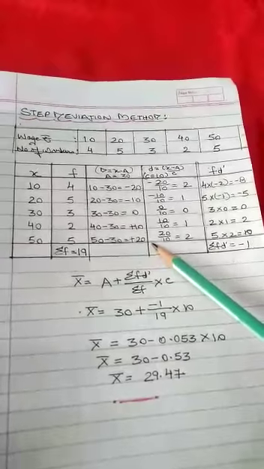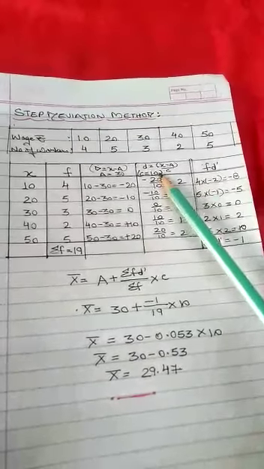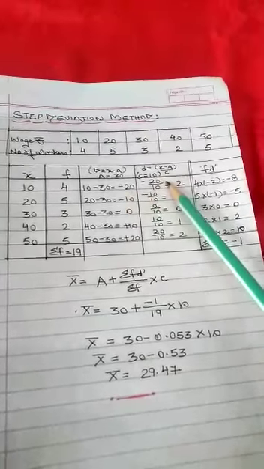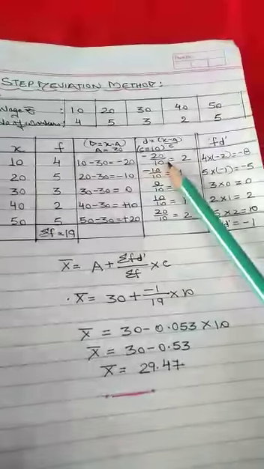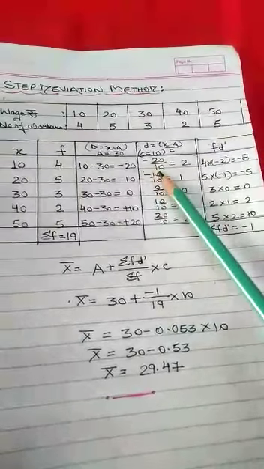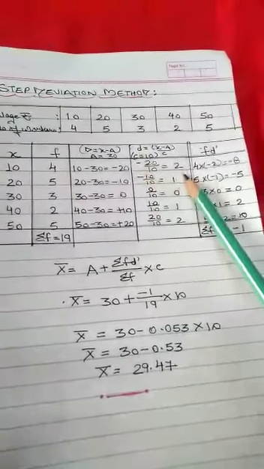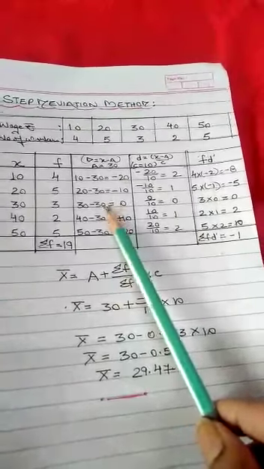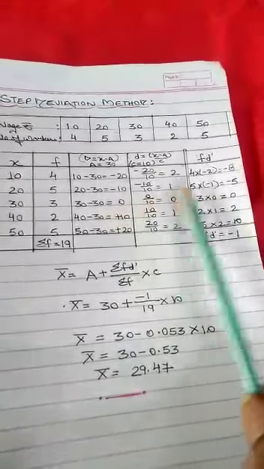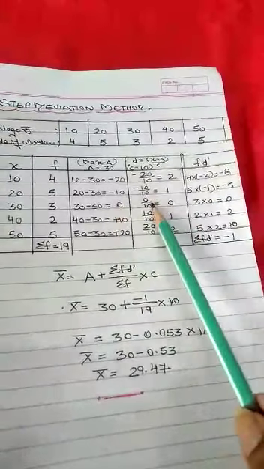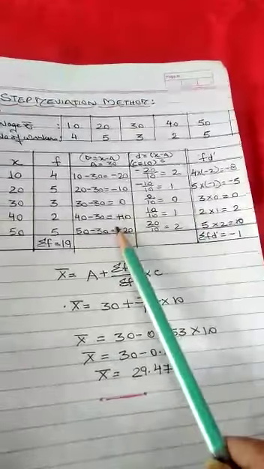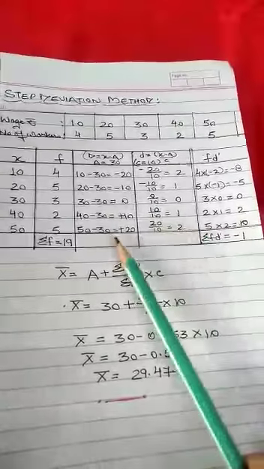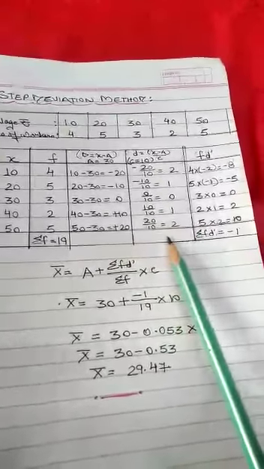So what we have done? See, to take out a deviation, X minus A. X minus A is how much you got? Minus 20 upon C. Your C is what? Common factor 10. So minus 20 divided by 10, that comes to minus 2. Then you have minus 10. Minus 10 divided by common factor 10 comes to minus 1. Then 0 divided by 10, obviously 0. Then plus 10 divided by a common factor 10, that comes to 1. And plus 20 divided by 10, that comes to 2.